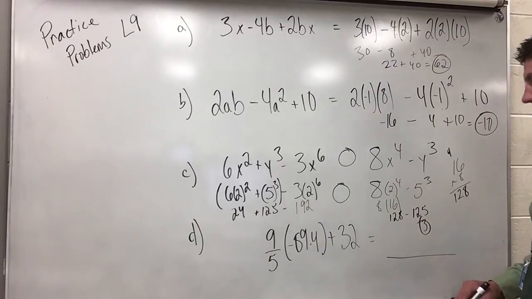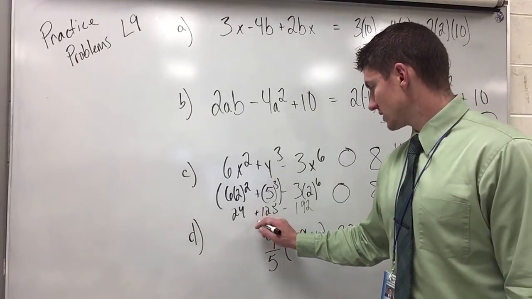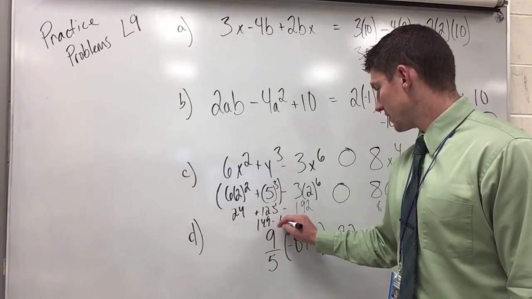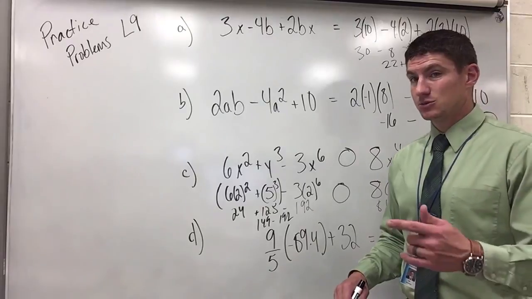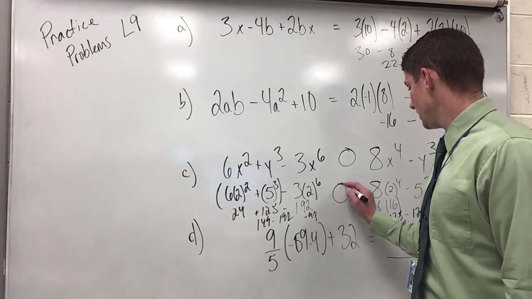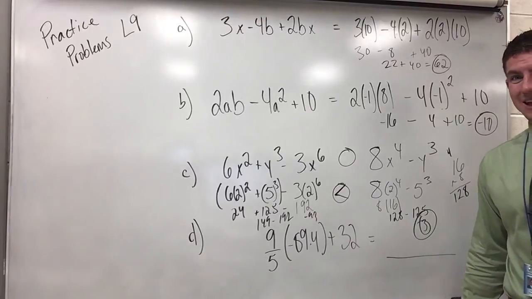This answer over here is going to be 3. I've got 24 plus 125, which is going to give me 149 minus 192. 192 minus 149 as a subtraction problem is going to give me negative 43. My alligator is going to eat the large number because this number is negative.